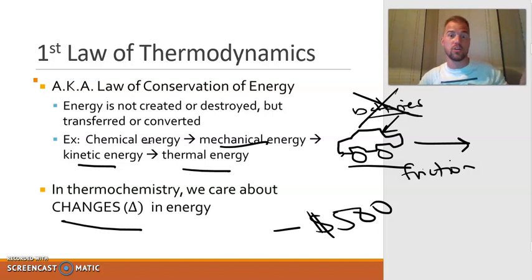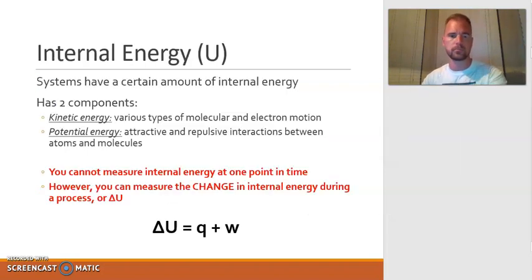I don't need to know what your bank statement is before. I don't need to know what it was after. I just want to know what the change was. That is essentially what we're looking at in this topic. We're just looking at the change. Only we're not going to look at money. We're going to look at energy. Okay, so in the rest of this video, we are going to talk about internal energy, and we're going to talk about how to calculate it.